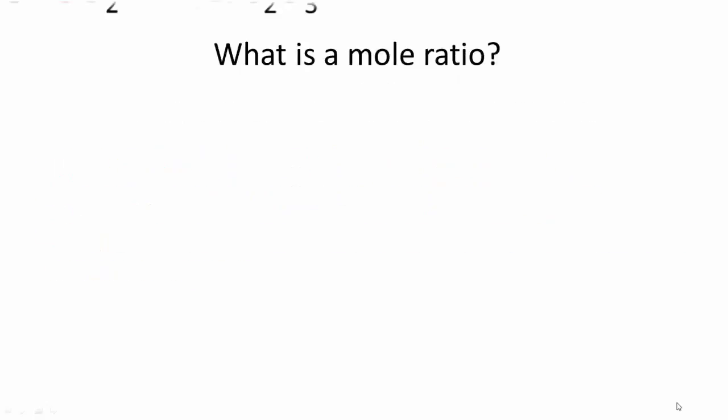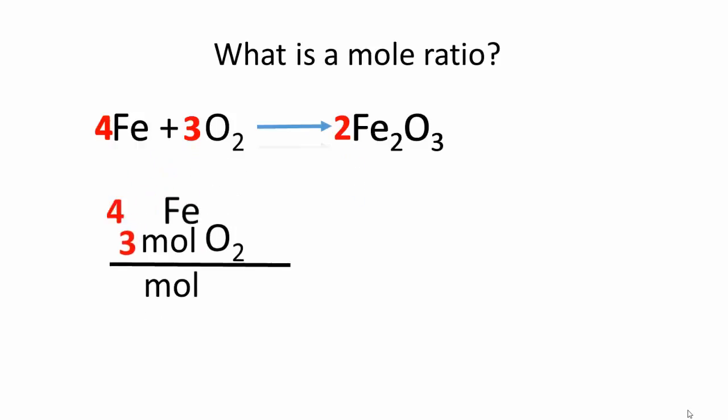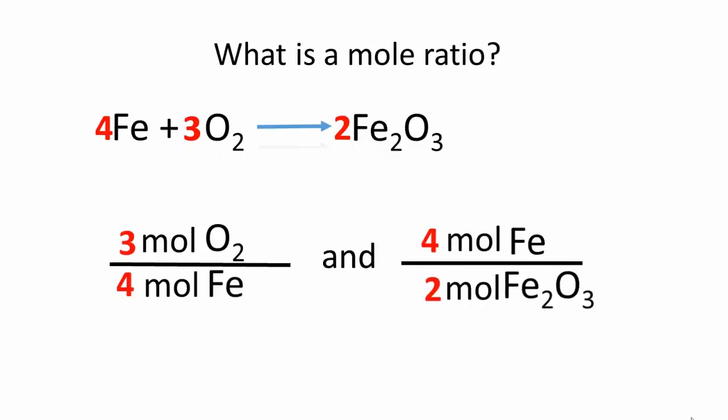So let's get started. What is a mole ratio? Well, we talked about that in the last video. These coefficients, 4, 3, and 2, tell us that 4 moles of iron react with 3 moles of oxygen to produce 2 moles of iron 3 oxide. From that, we can derive several mole-to-mole ratios in many different combinations. For example, we could have 3 moles of oxygen for every 4 moles of iron, and we could have 4 moles of iron for every 2 moles of iron 3 oxide. The mole ratio that we would use would be determined by what we're converting from and converting to.